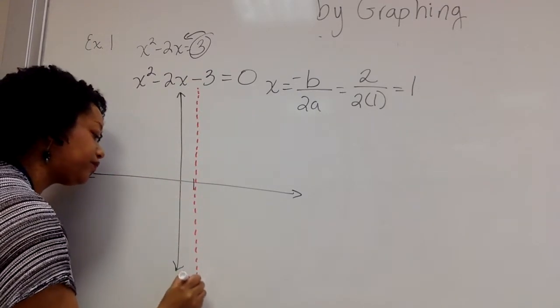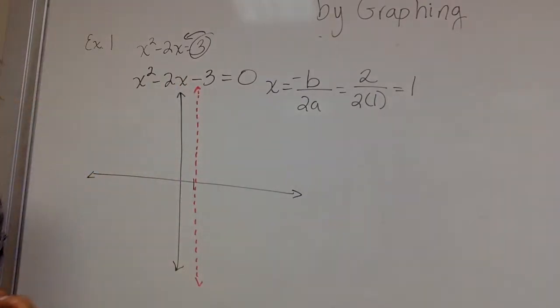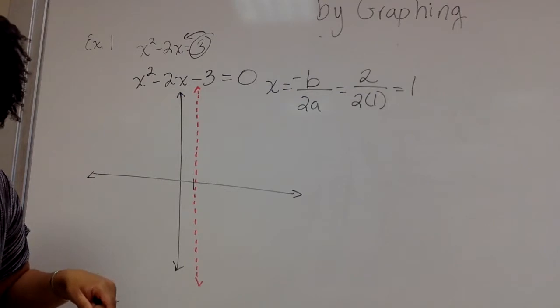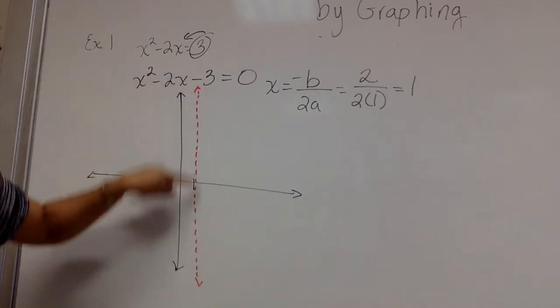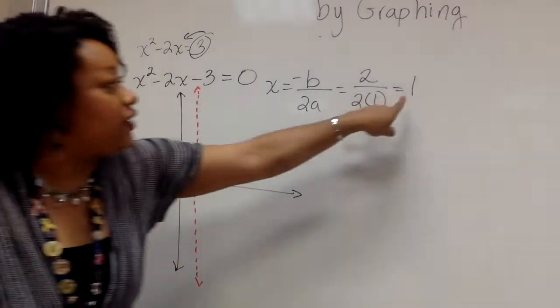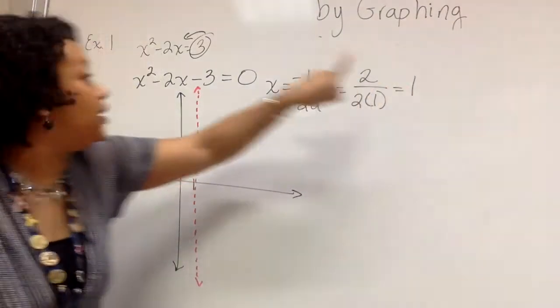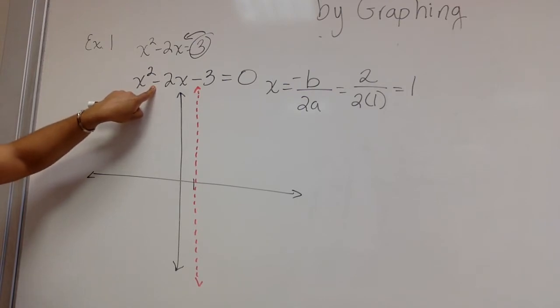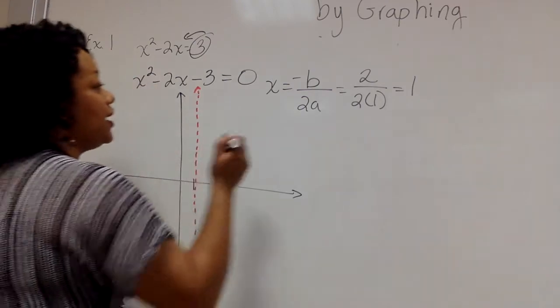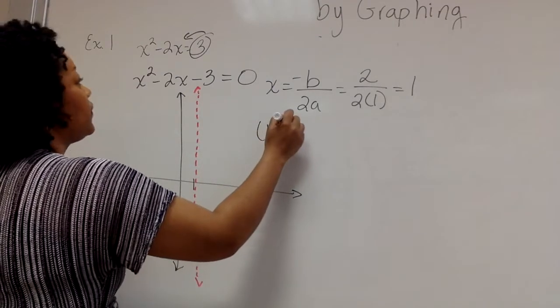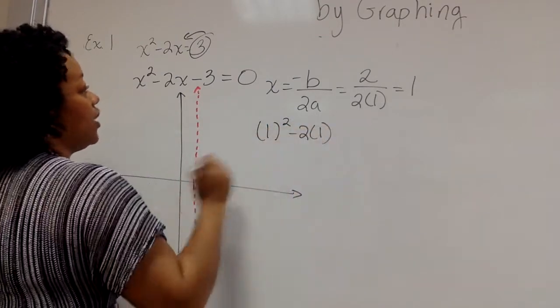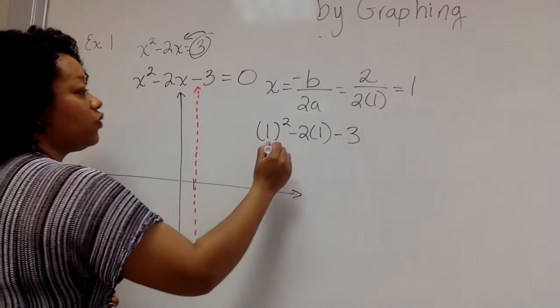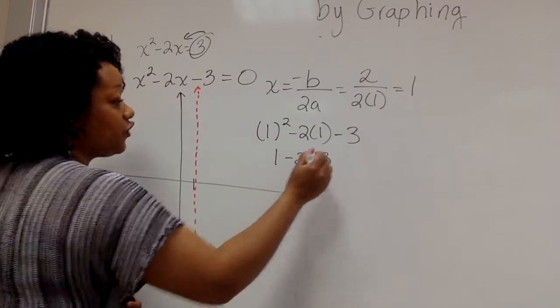Right there. Okay? Second thing we need to do is get our vertex. We learned from section 2, your vertex is going to be somewhere on this dotted line. So you're going to take this value for x, which is 1, plug it into the equation. We'll put it right here, and then we'll see what our y is. So that's y equals 1 squared minus 2 times 1 minus 3. That's 1 minus 2 minus 3.